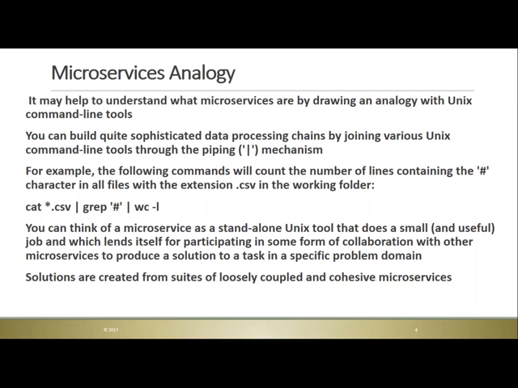So here we're basically using a cat command, which is throwing out a set of CSV files, assuming that there are some within the folder that I'm in. I'm grepping for a pound sign, and then I'm counting the number of lines. So this is counting the number of lines in all of the CSV files in the folder that I'm in.